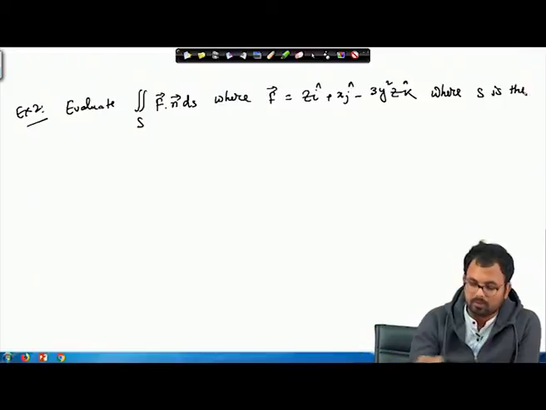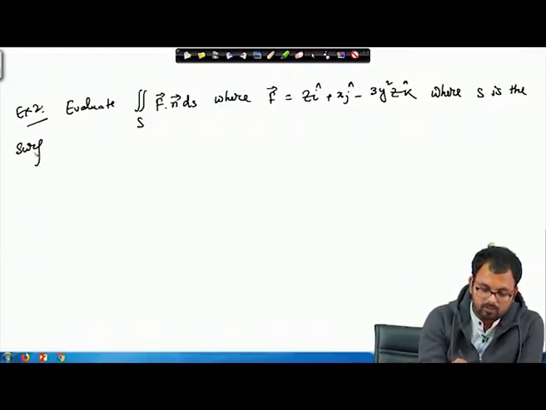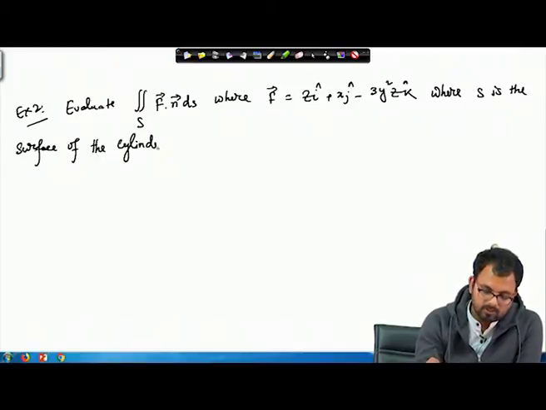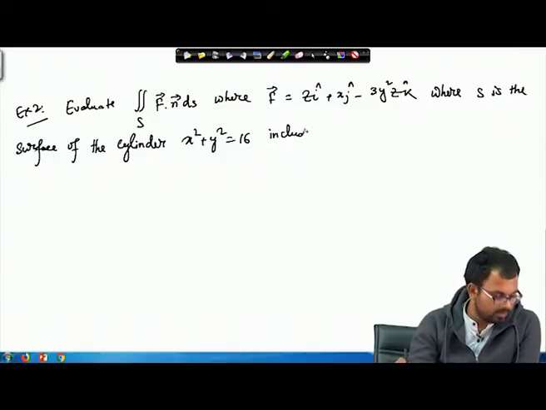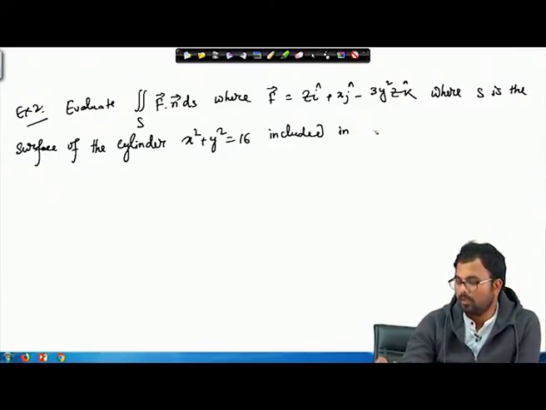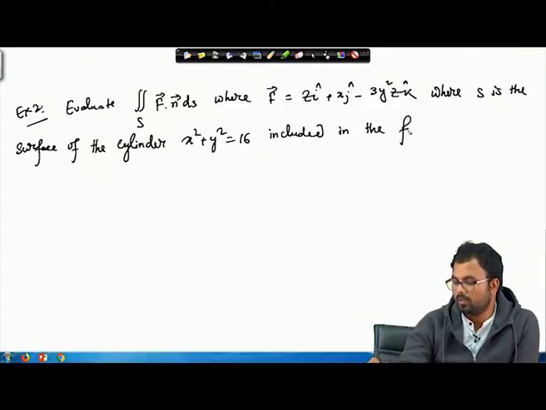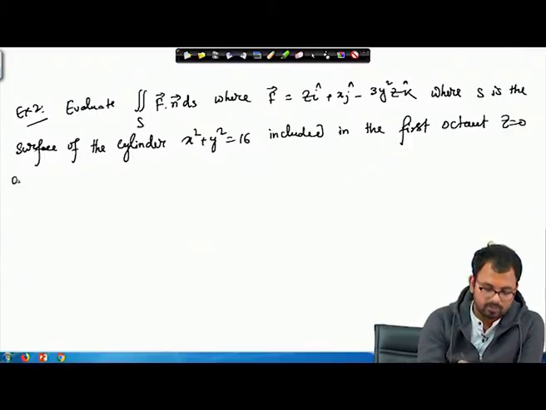S is the surface of the cylinder x square plus y square equals 6 included in the first octant, z equals 0 and z equals 5.